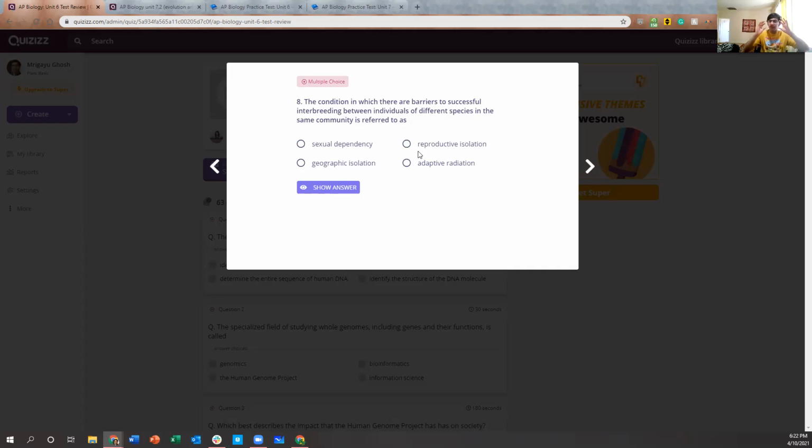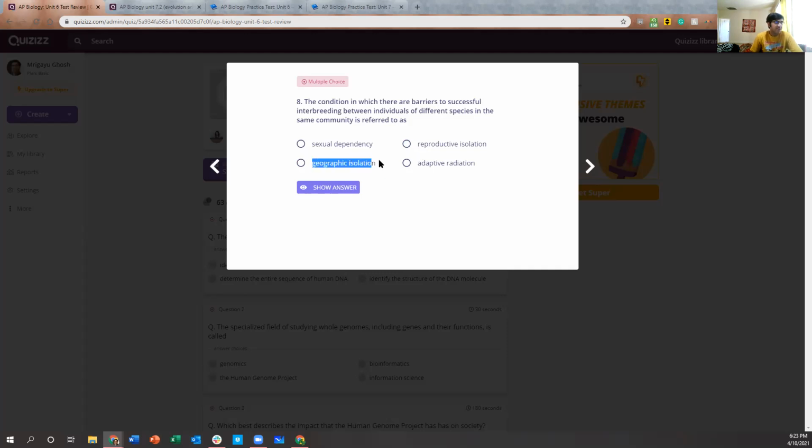Because if population A can't breed with population B, then they're reproductively isolated, and that means over time they'll develop into two separate species because they can't breed and produce fertile offspring. That's the definition of species, to be able to breed and produce fertile offspring. Okay.